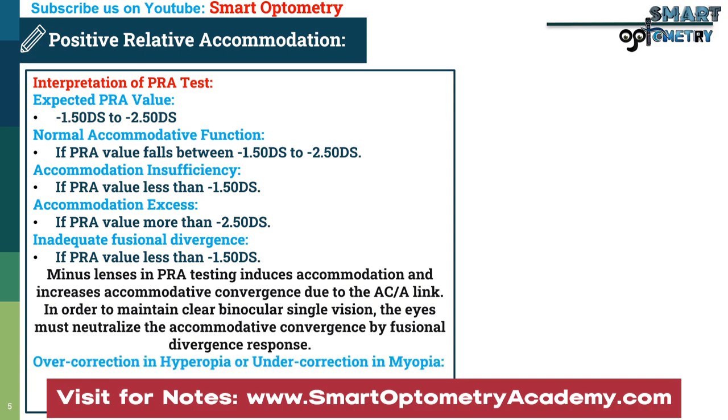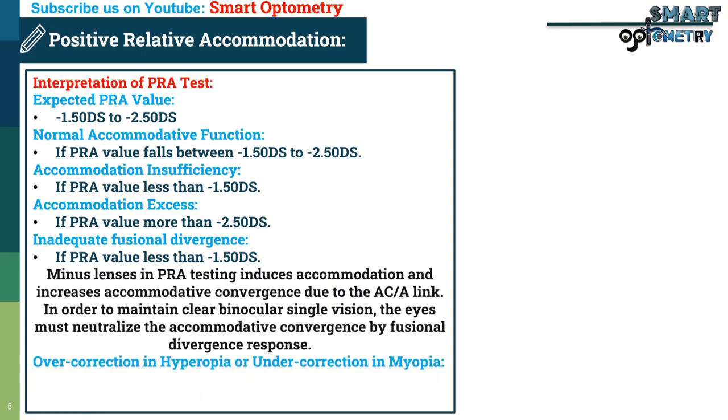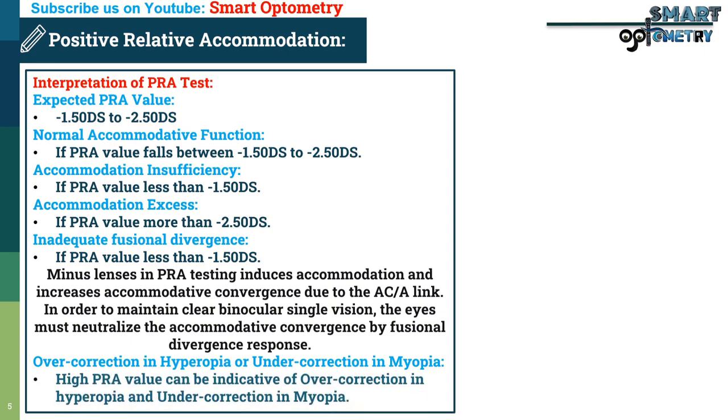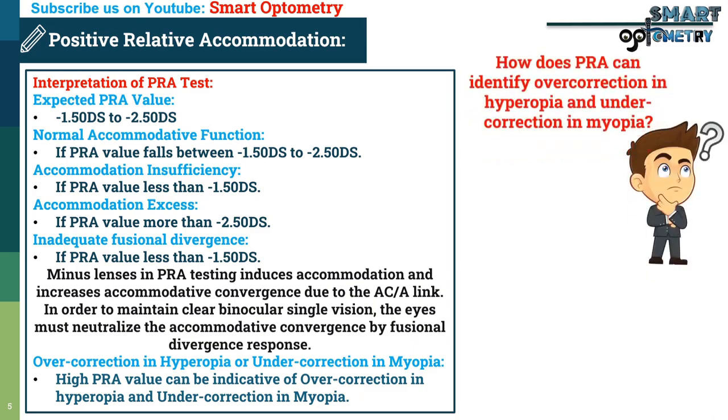Positive relative accommodation can also identify overcorrection in hyperopia and undercorrection in myopia. A high positive relative accommodation value can be indicative of overcorrection in hypermetropia and undercorrection in myopia. You might be thinking, how can positive relative accommodation identify overcorrection in hyperopia and undercorrection in myopia? Let's see in the next slide.